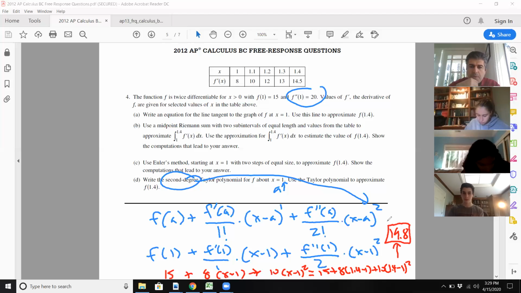So that's basically what you expect from a Taylor series. So pretty straightforward. Just check and make sure you guys know how to do it.